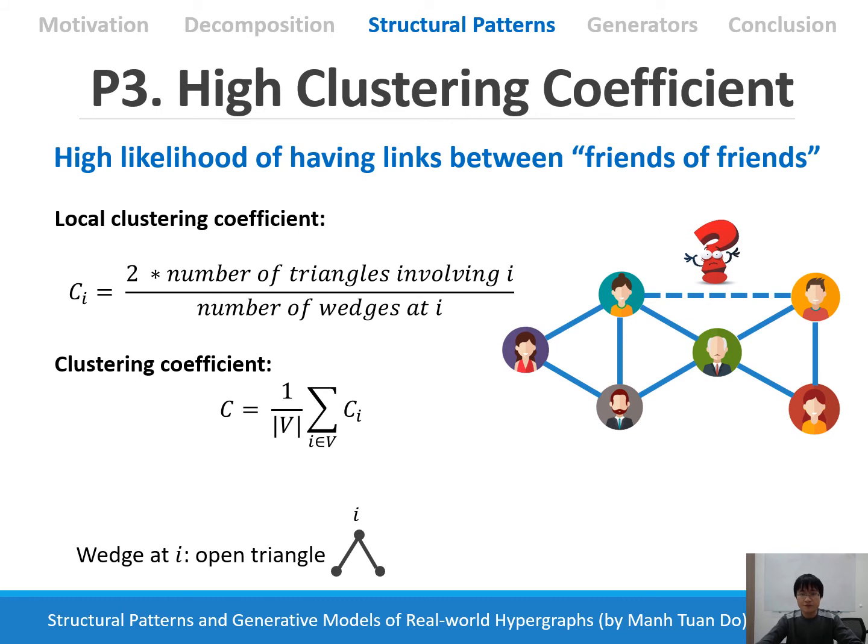For clustering coefficient, we use the definition of the average of the local clustering coefficients. The local clustering coefficient at node i is defined to be 2 times the number of triangles involving i divided by the number of wedges, or open triangles, involving i. For a graph to have a high clustering coefficient, it means there is a high tendency for 2 nodes sharing a same neighbor to be linked by an edge.